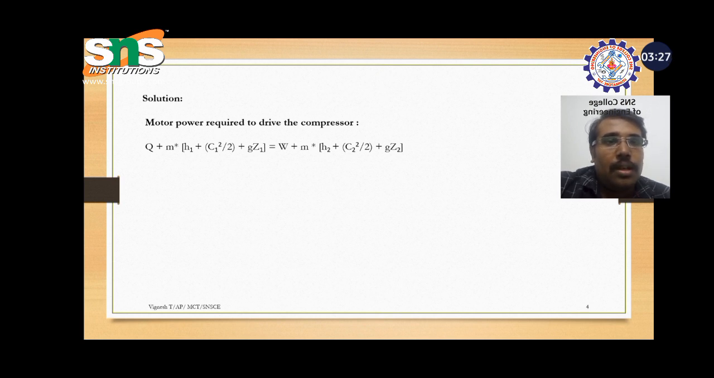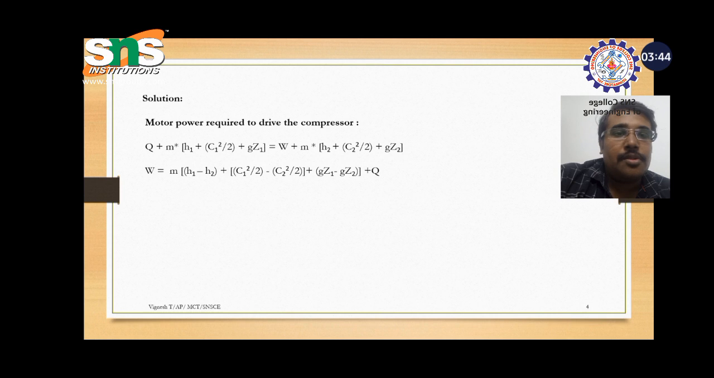First write down the steady flow energy equation: Q plus m into h1 plus C1 square by 2 plus g into Z1 is equal to W plus m into h2 plus C2 square by 2 plus g into Z2. Okay, so rearrange those terms. You will get W is equal to m into (h1 minus h2 plus C1 square by 2 minus C2 square by 2 plus g into (Z1 minus Z2)) plus Q. Okay, so substitute all those terms in that equation.